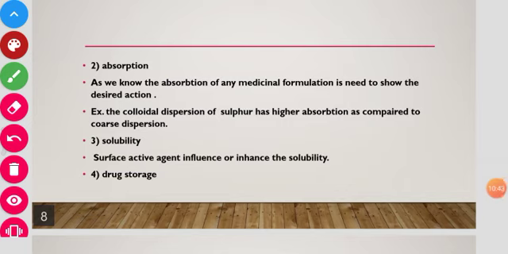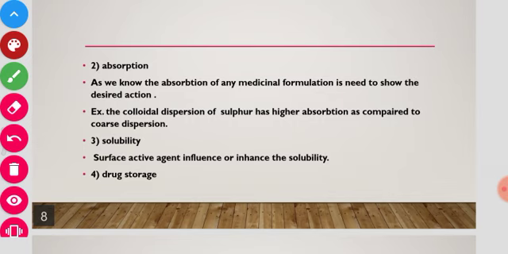The second application is absorption. As we know, absorption is needed to show the therapeutic or desired action of a formulation. Colloidal dispersion has a greater absorption rate than coarse dispersion, as the colloidal dispersion particles have a smaller size than coarse dispersion. The third one is solubility. Surface active agents enhance solubility by decreasing the surface tension. As the surface tension decreases, the solubility increases.